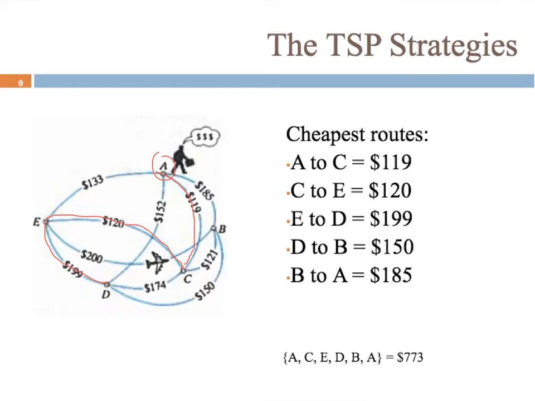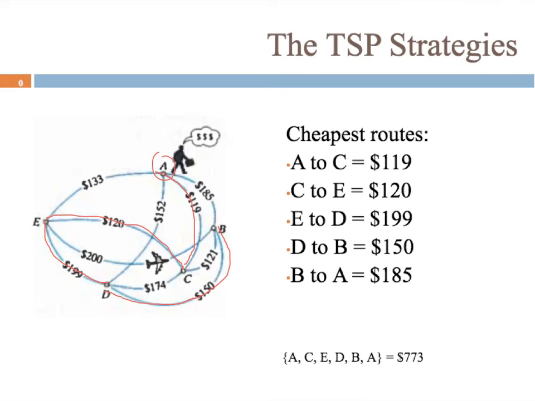And at this point, we can either go to B for 150 or A for 152, but we can't really go back to A because we need to hit all the vertices. So in this case, we're lucky that D to B was cheaper. Now, if D to A had been cheaper than D to B, we still would have had to take D to B to make the complete tour. So we're going to go D to B. It's really our last option.